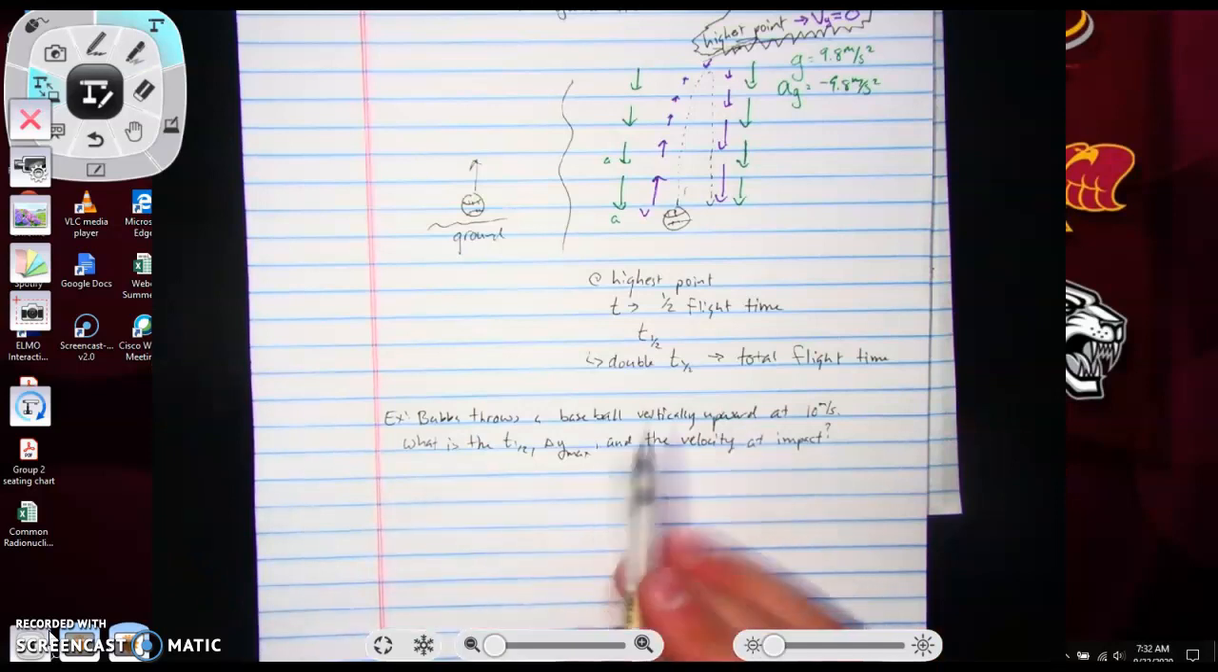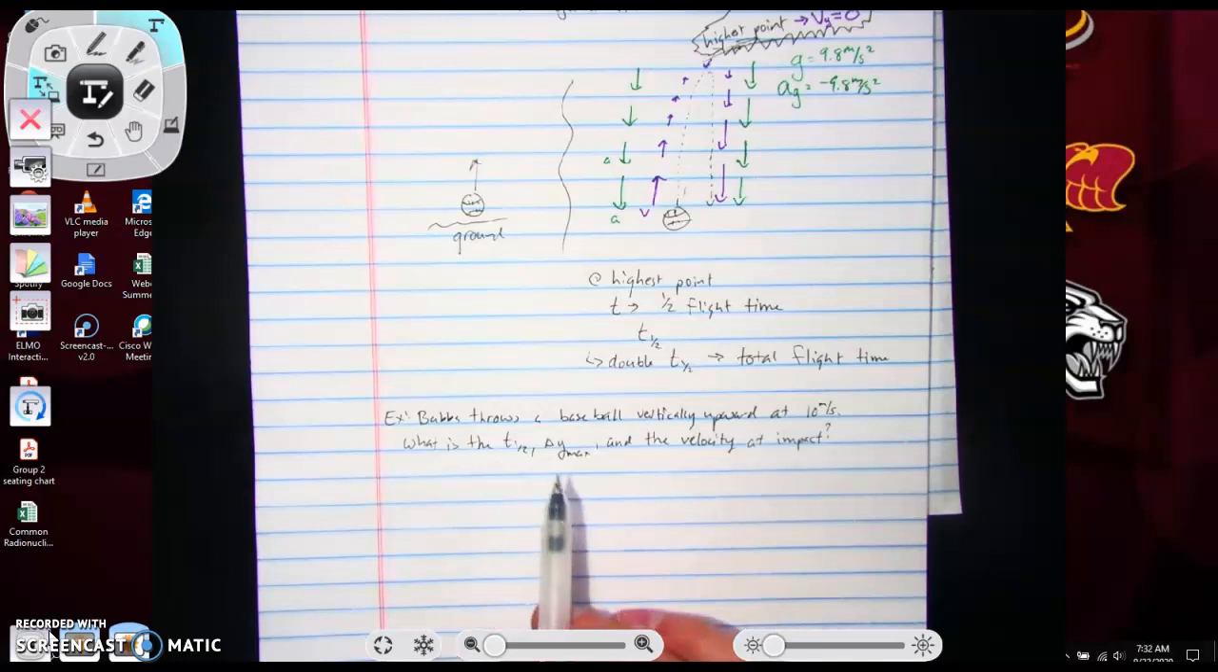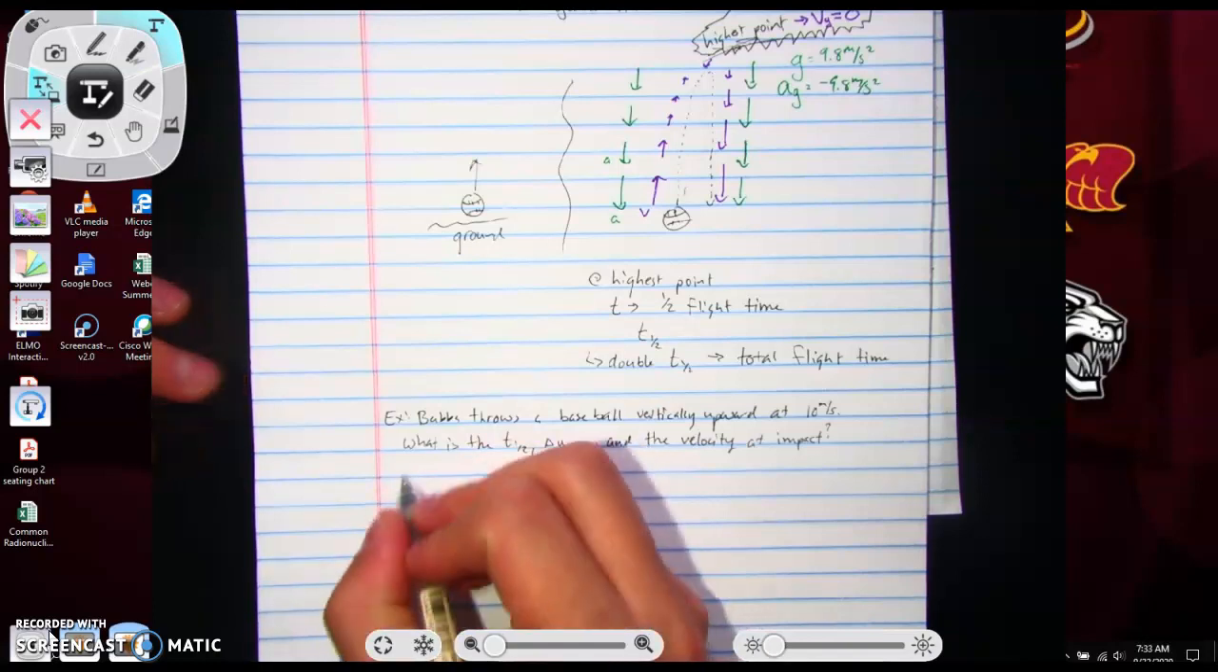3 big questions. So Bubba throws the ball vertically upward at 10 meters per second. What is t1/2, the delta y max, and the velocity at impact? Which, okay, if you think about it, not a lot's given explicitly, but we actually do know quite a bit of information. So starting with my knowns.